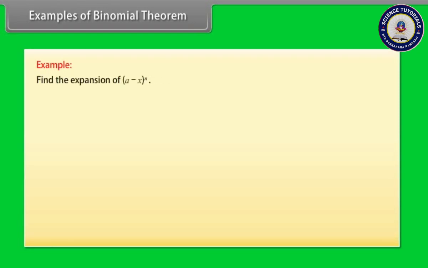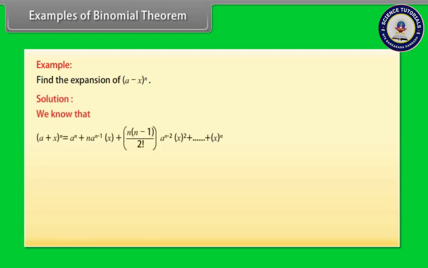Examples of binomial theorem. Example: find the expansion of (a − x)ⁿ. Solution: we know that (a + x)ⁿ is equal to aⁿ + n aⁿ⁻¹ x + n(n − 1)/2! aⁿ⁻² x² and so on up to xⁿ. Put x = −x in the above expansion.